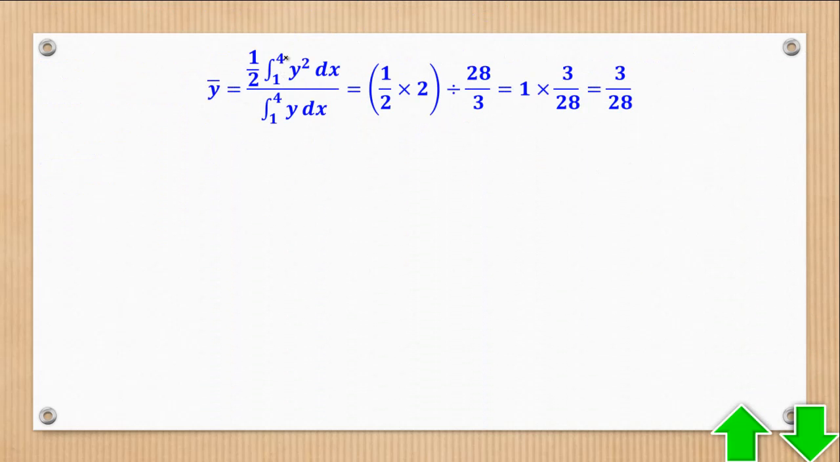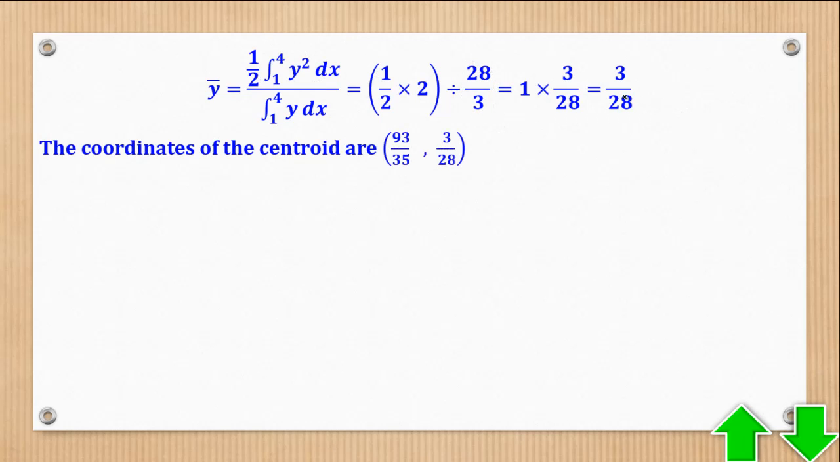So y bar was given by this. I already got this, and this one was already got from the previous part when you're getting x bar. So in the end, I'll come up with 3/28. And those will be the coordinates.